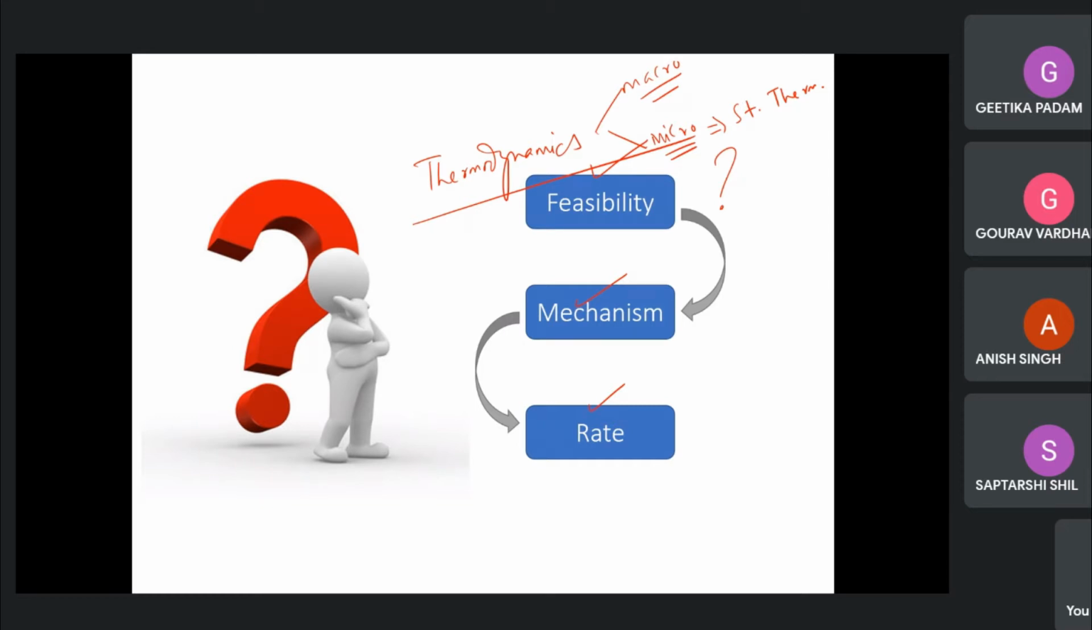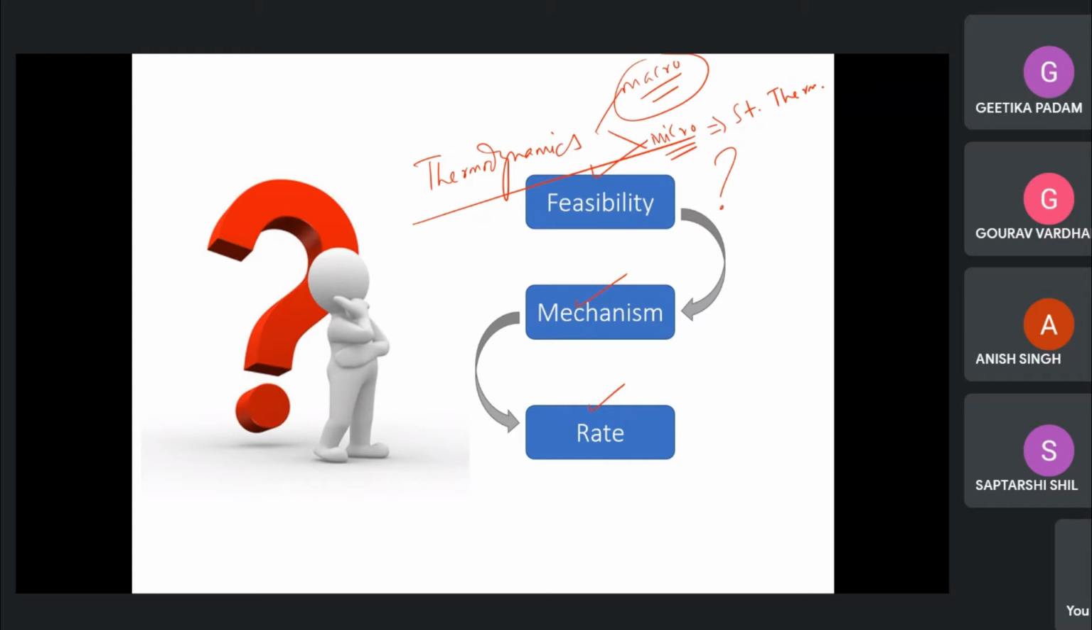Once you get the answer of feasibility, then you have to establish the mechanism. And I have just told you that thermodynamics is a macroscopic science. So we are not interested in the individual building blocks of matter. Therefore, thermodynamics fails to give the answer of the mechanism. Mechanism means what are the basic steps involved in the whole process. So to get the answer of mechanism, we cannot use thermodynamics. That is one of the limitations of thermodynamics.